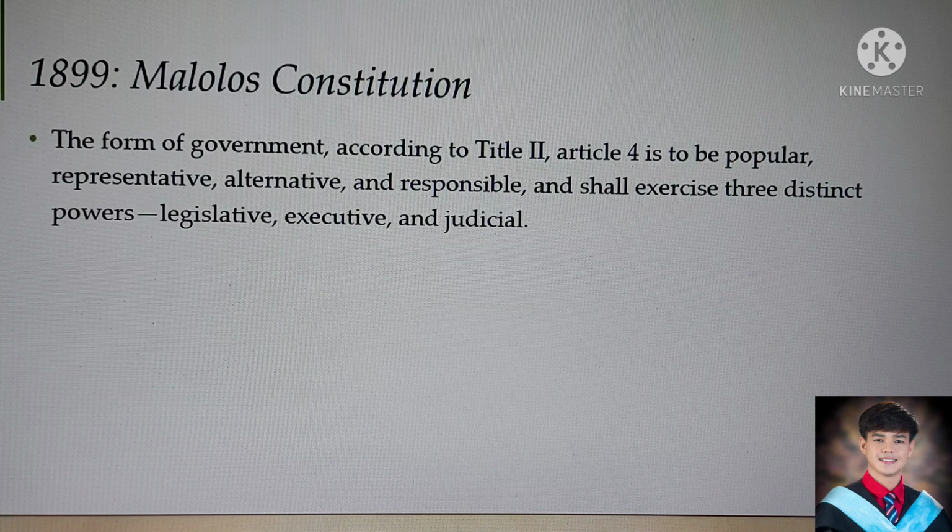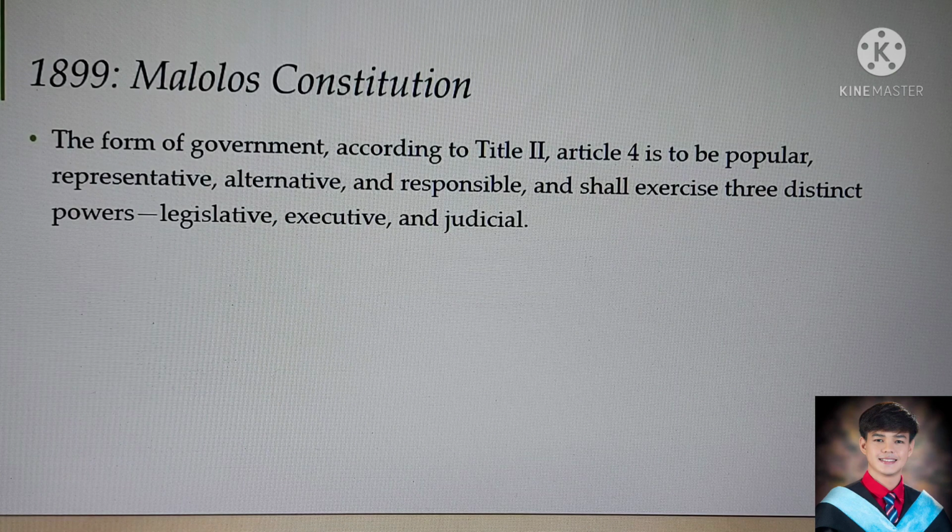The form of government according to Title 2, Article 4 is to be popular, representative, ay ibig sabihin sa tao. Representative, alternative, and responsible, and shall exercise three distinct powers: legislative, executive, and judicial. So, andun yung mga katangian ng gobyerno.